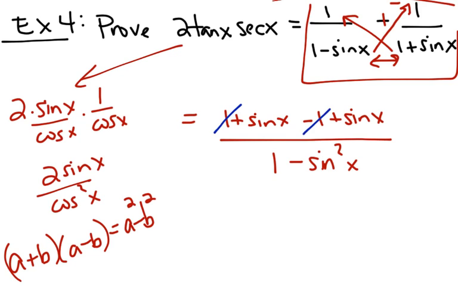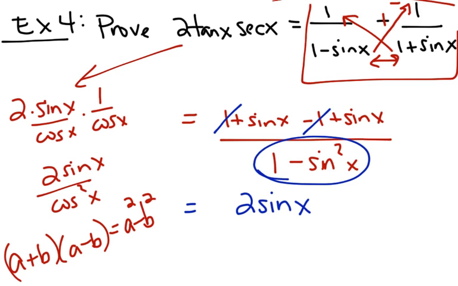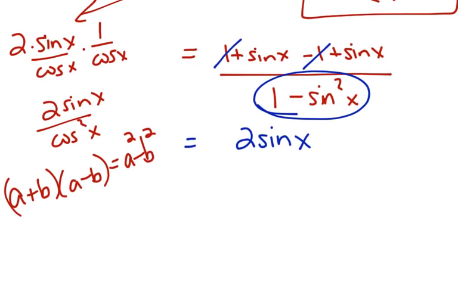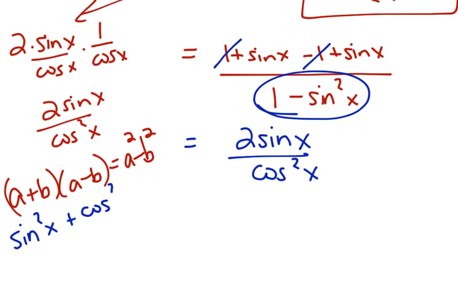Okay, now let's do some simplifying in the numerator. I want you to notice the ones cancel. The sines don't cancel, but there are 2 of them, so I get 2 sine x. And the denominator, 1 minus sine squared x, well, that's just cosine squared x. Because if you take this identity and you solve it instead for cosine squared x, you're going to find out that it's 1 minus sine squared x.